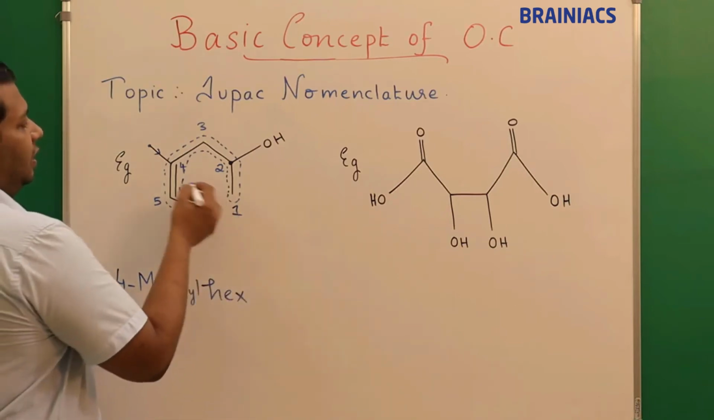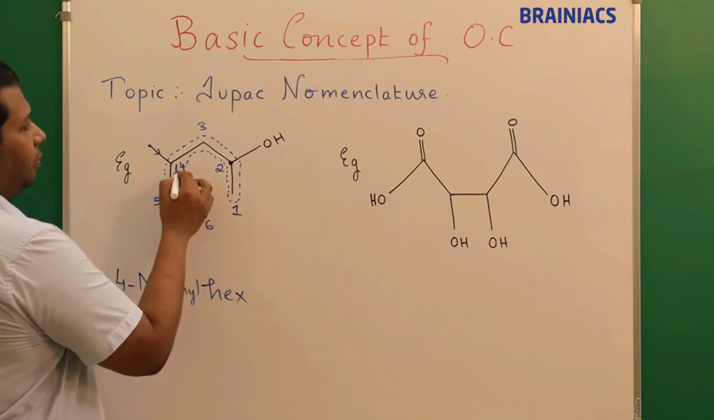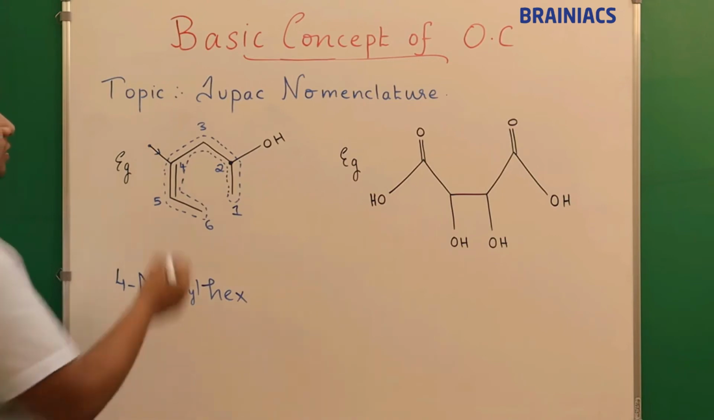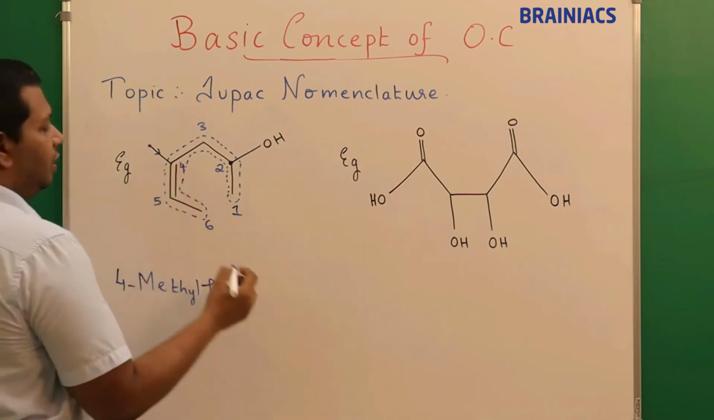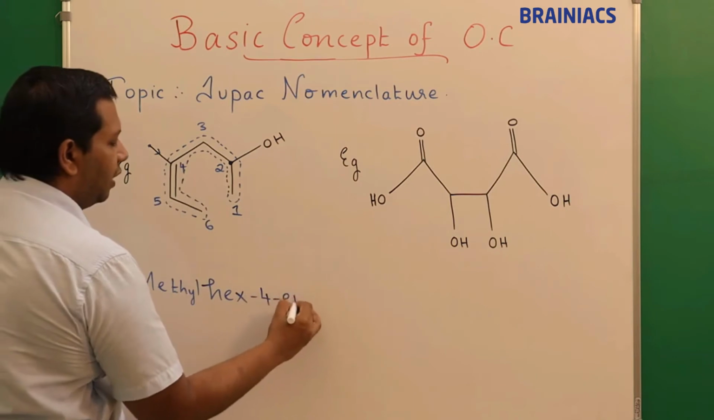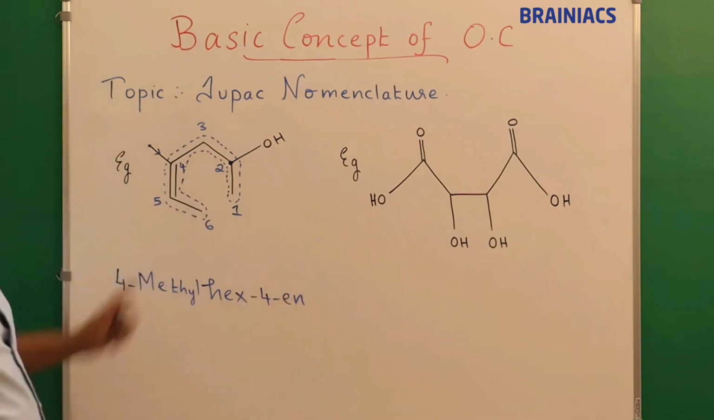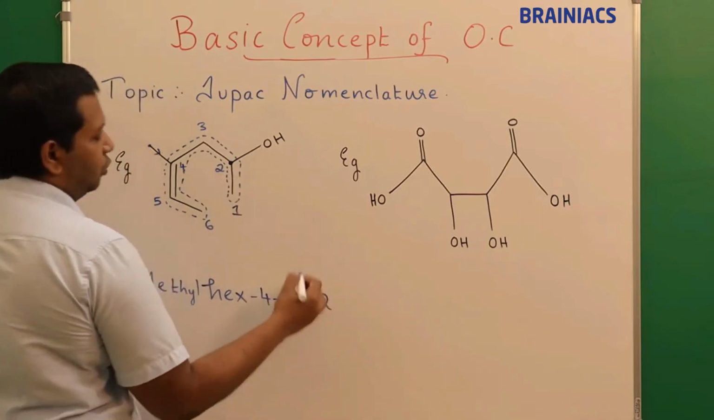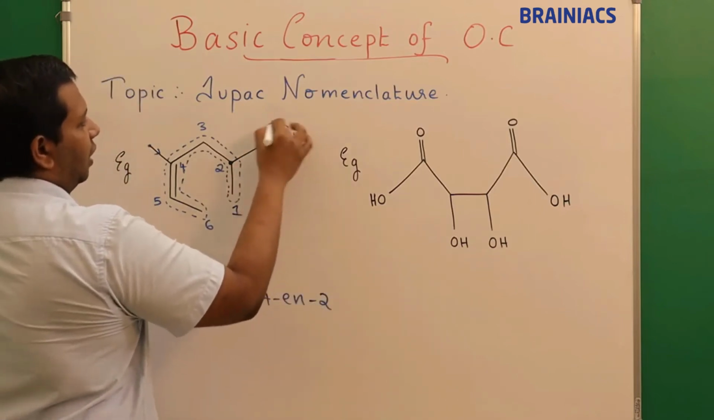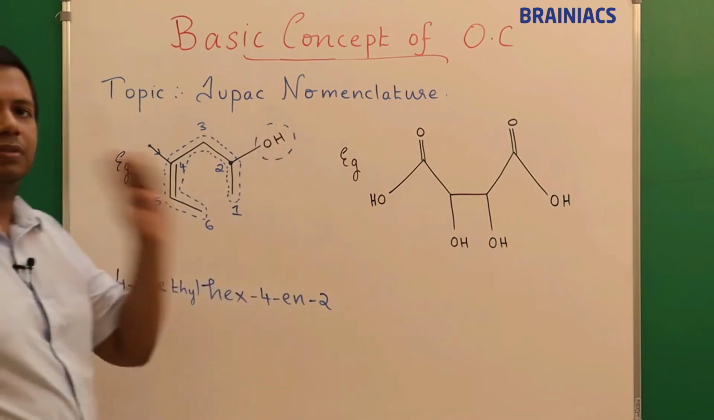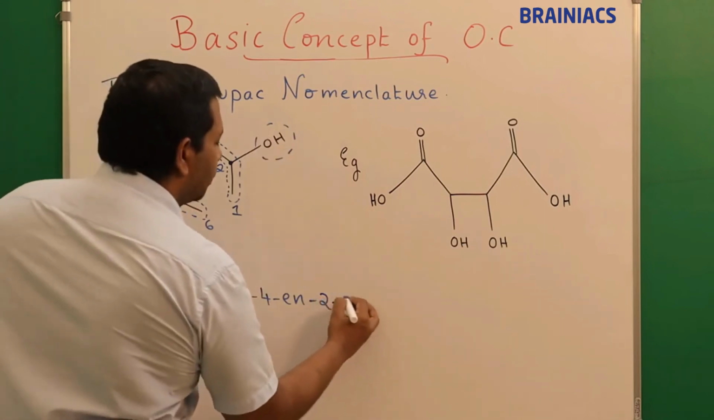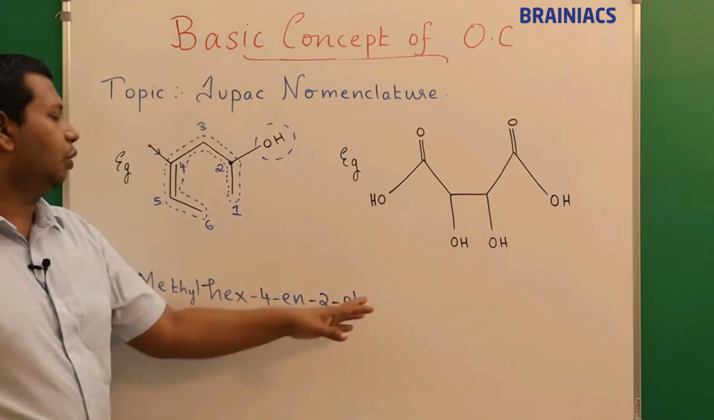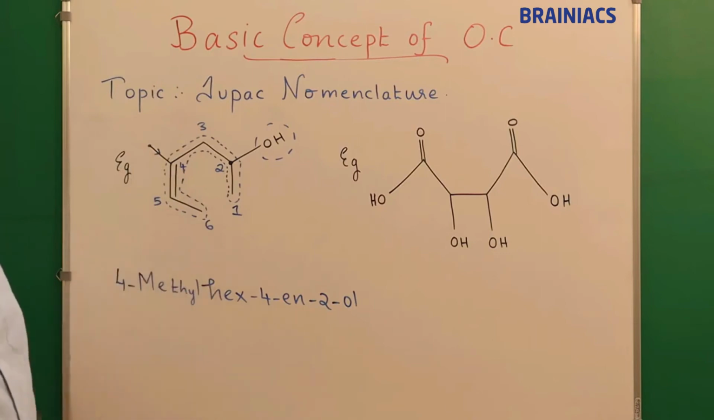Then we can say at the fourth position there is a double bond, and we know the primary suffix is there. So at the fourth position you have the double bond. So I can say hex 4 ene, correct? And the secondary suffix is there because the functional group is at position 2. So hex 4 en 2. Then you know what suffix is used when the OH group behaves like a functional group: ol. So we will put 2 ol. So the name is 4-methyl hex 4 en 2 ol. That is the IUPAC name of this compound.